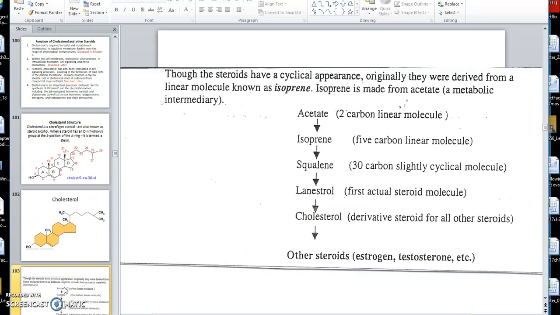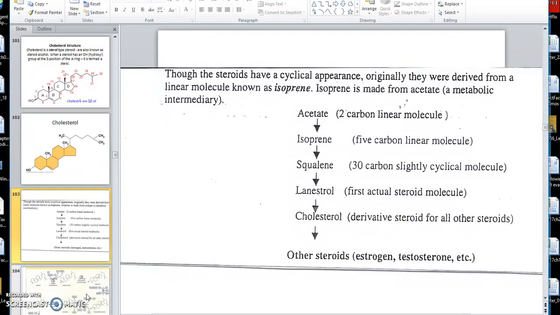Now, in the body, animals can make steroids. You start with a compound called acetate, and through many enzymatic chemical reactions, you come up with cholesterol. And cholesterol is the derivative for all your steroids. So you make steroids in your body, estrogen, testosterone, and so forth. But it serves as that.